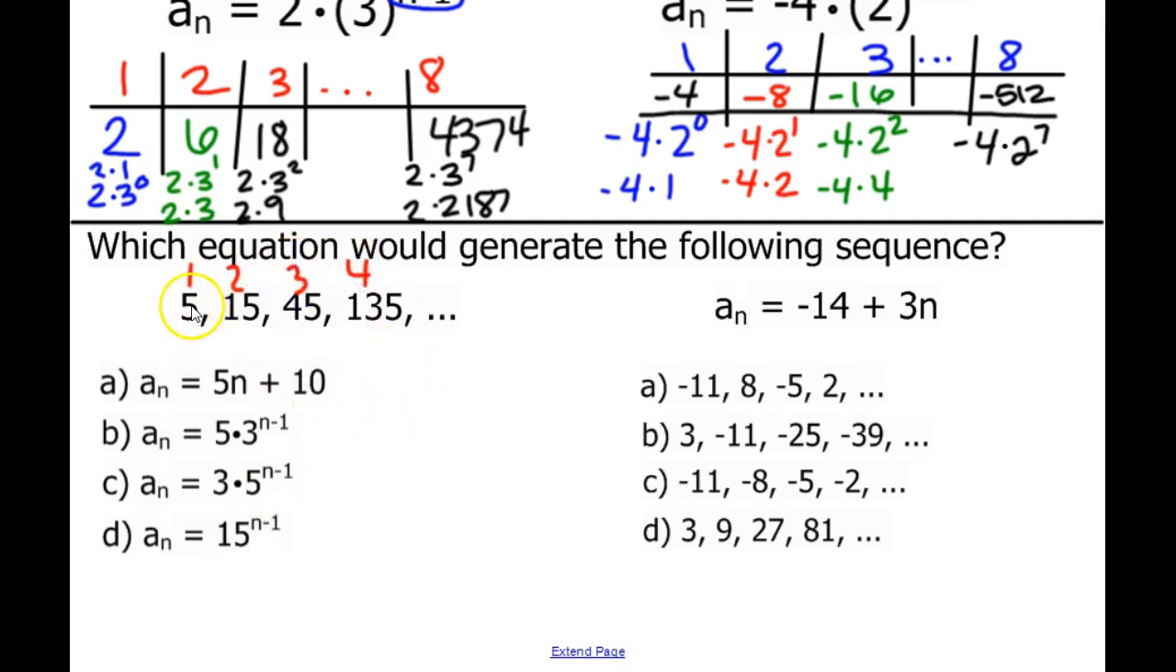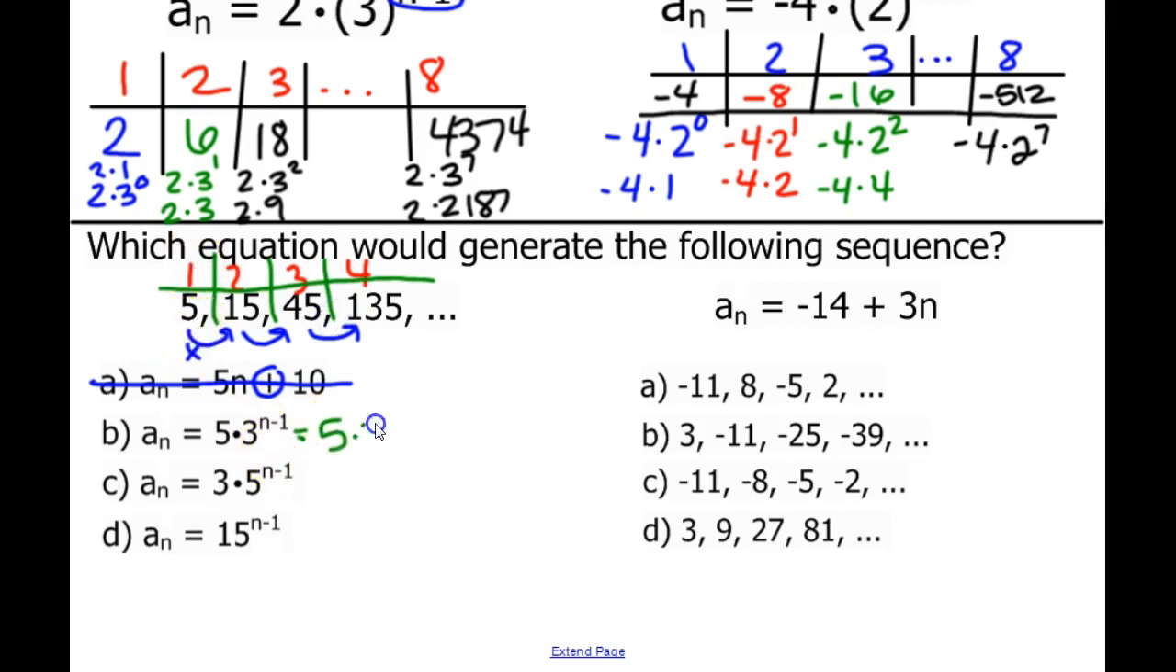Or you could just think of what type of pattern this is first. For example, from 5 to 15 to 45 to 135, we're multiplying. So I know this is not going to be an arithmetic sequence, so I can automatically rule out A. All the rest have some sort of multiplication in there. So just like our table before, our first term was 5. So if I plug in a 1, I should get out a 5.